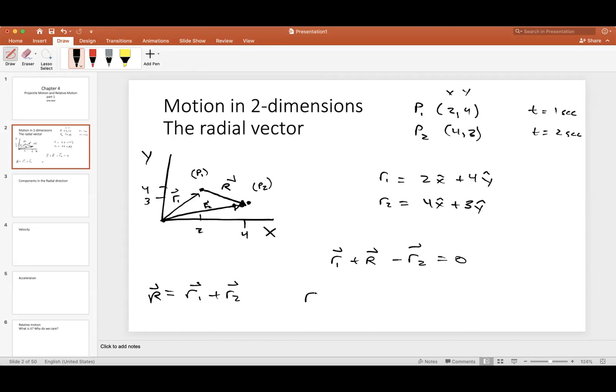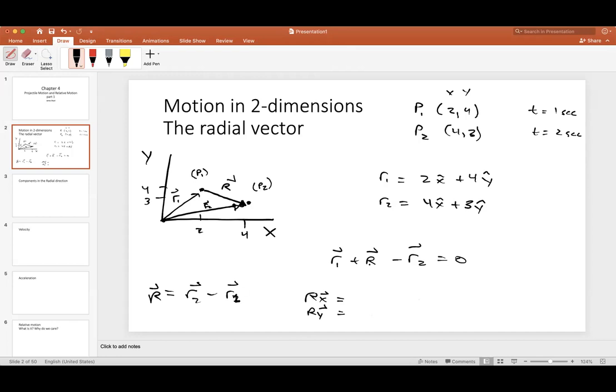Furthermore, we can see that Rx and Ry is R1x plus R2x and R1y plus R2y. I'm sorry, I'm a little tired. This is not plus, I was thinking of other things.